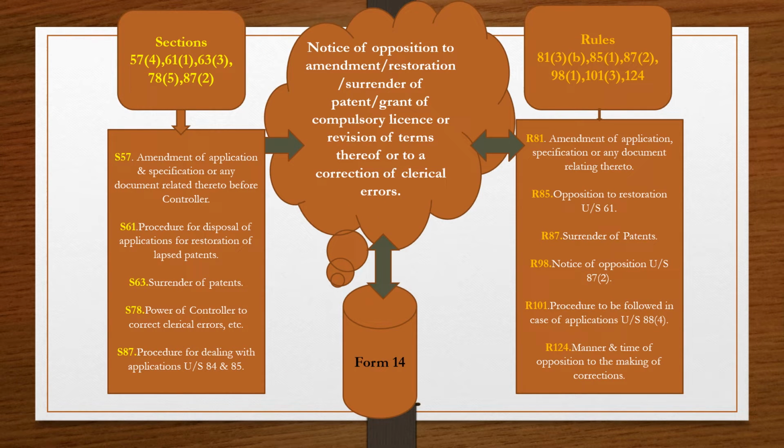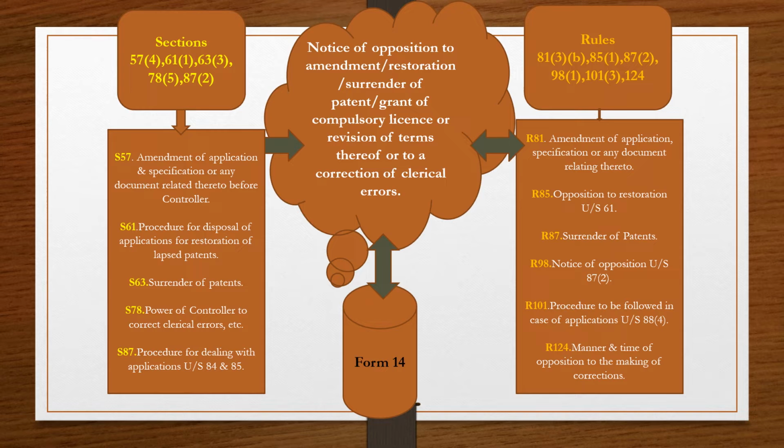The title is Notice of Opposition to Amendment or Restoration or Surrender of Patent or Grant of Compulsory License or Revision of Terms thereof or to a correction of clerical errors. So all these things are included here in form 14. It is a lengthy title, and the related sections and rules are also more in number.